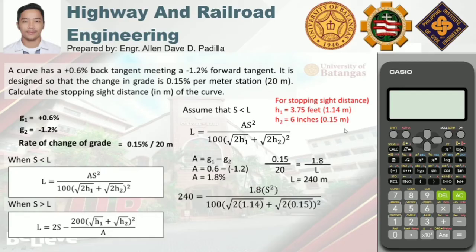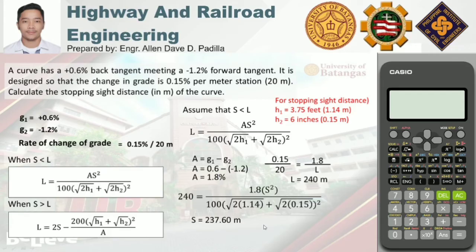So, substitute lang natin yung values. We have 240 equal to 1.8 multiplied by S squared divided by 100 multiplied by square root of 2H1. So, H1 is 1.14 plus square root of 2H2. H2 is 0.15. So, quantity squared. So, S is equal to 237.6 meters.